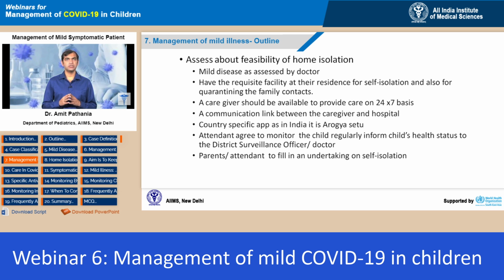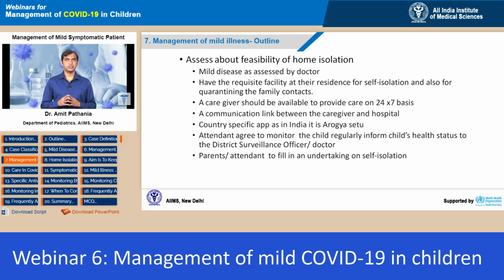have the requisite facility at their residence for self-isolation and also for quarantining the family contacts. A caregiver should be available to provide care on a 24/7 basis. There should be a communication link between the caregiver and the hospital. They should download a country-specific tracking app, like for India, it is the Arogya Setu app.